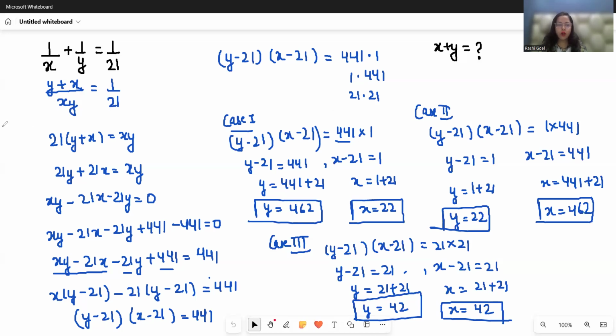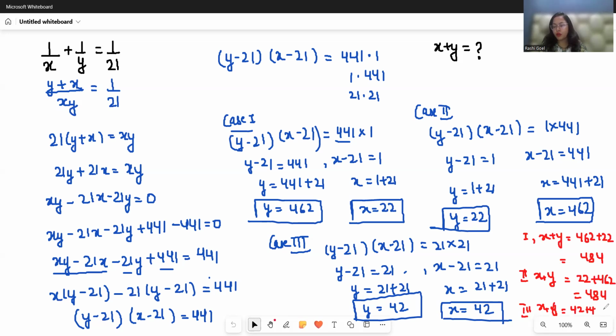Now we have to find the value of x + y in each case. So case 1 is x + y = 462 + 22, which equals 484. Case second, x + y = 22 + 462, again 484. And case third, x + y = 42 + 42, which equals 84. So these are the three possible, or two possible values you can say.